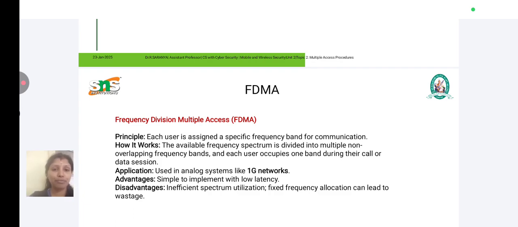The advantages of using FDMA are that it is simple to implement with low latency. The disadvantage in FDMA is inefficient spectrum utilization, as fixed frequency allocations lead to wastage.